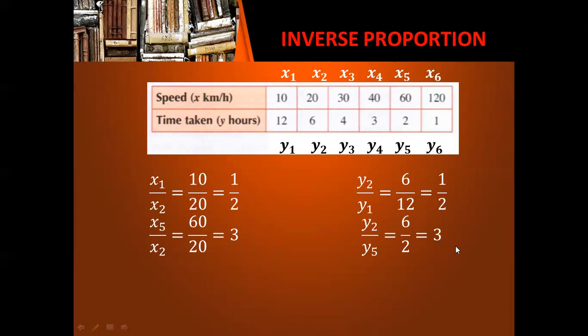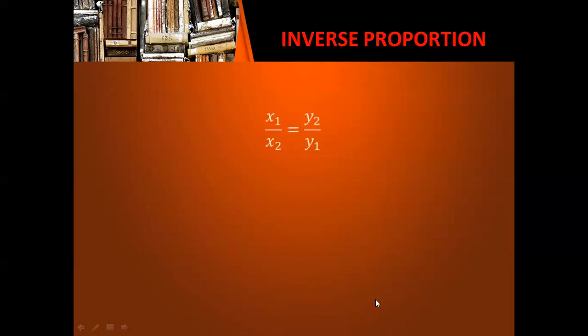Based on these observations, we can infer that the ratio of speeds x sub 1 over x sub 2 will be equal to the ratio of the time taken, y sub 2 over y sub 1. Let's continue solving this equation. Doing cross multiplication, we will have x sub 1 y sub 1 is equal to x sub 2 y sub 2. Now, what does that mean?